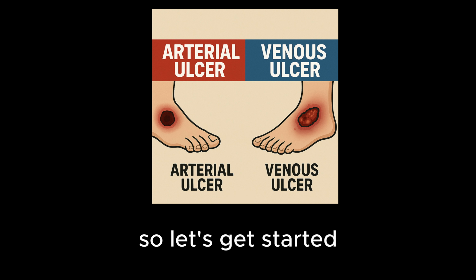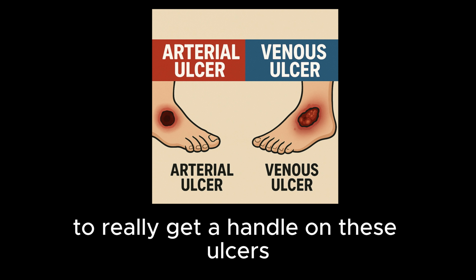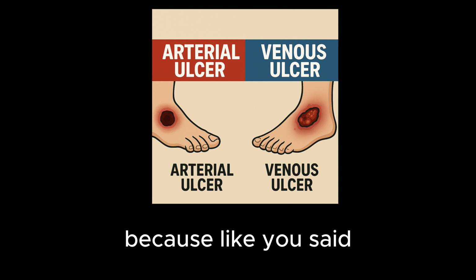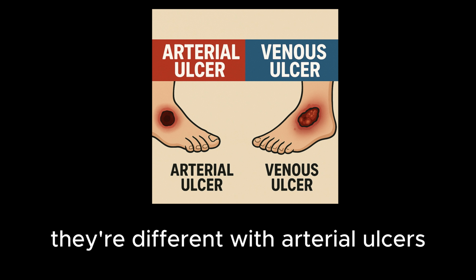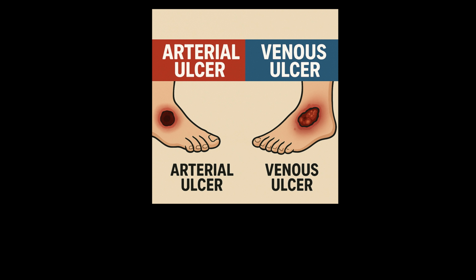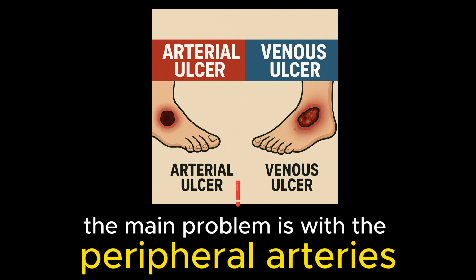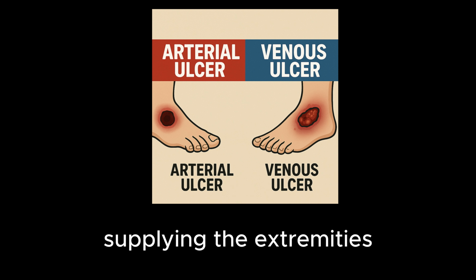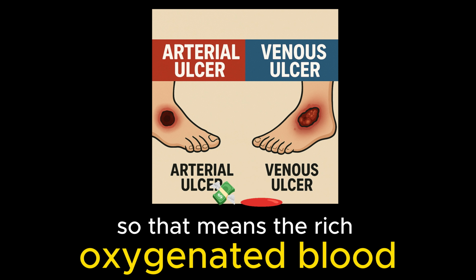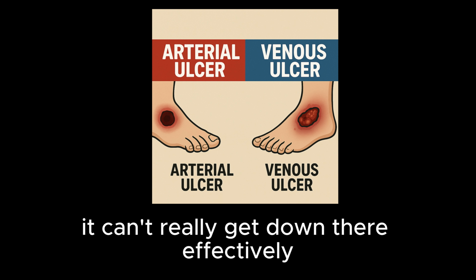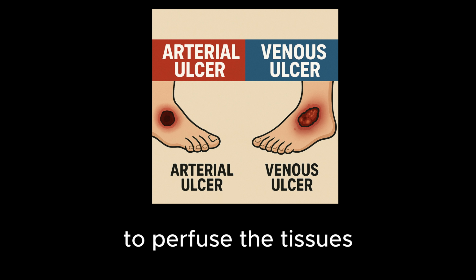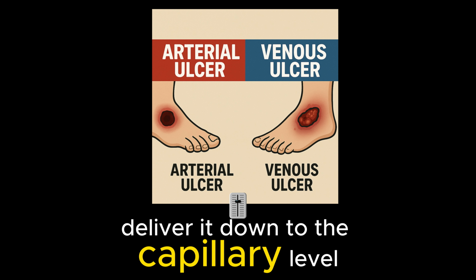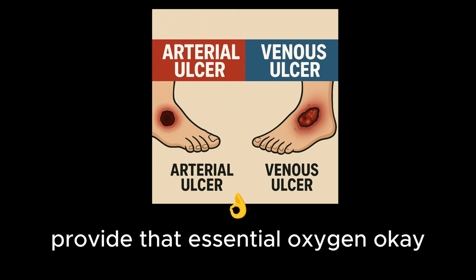So let's get started. To really get a handle on these ulcers, we first need to talk about the main problem behind each one. Right, the core issue. Because like you said, they're different. With arterial ulcers, the main problem is with the peripheral arteries, the ones going out to the limbs. They're just not doing a good enough job supplying the extremities. So the rich oxygenated blood can't get down there effectively to perfuse the tissues. Perfuse meaning deliver the blood properly. Yeah, deliver it down to the capillary level, provide that essential oxygen.